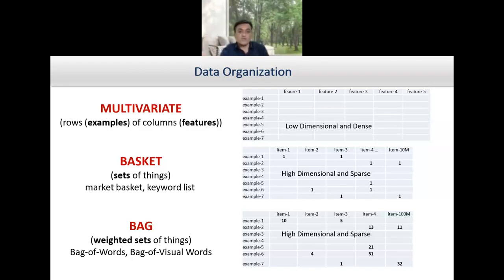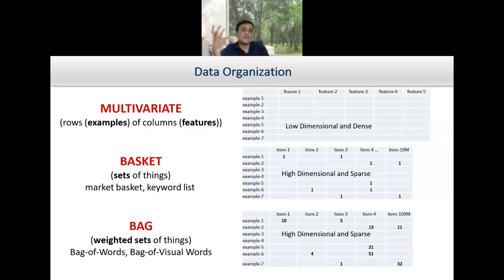But when you talk about weighted sets, weighted sets means that now the customer has purchased one product, maybe item number 1 for 10 times, item number 3 for 5 times. Customer 2 has purchased item number 4 for 13 times among the 100 million products on the Amazon website. So these are known as bag kind of data, bag of words, bag of visual words.